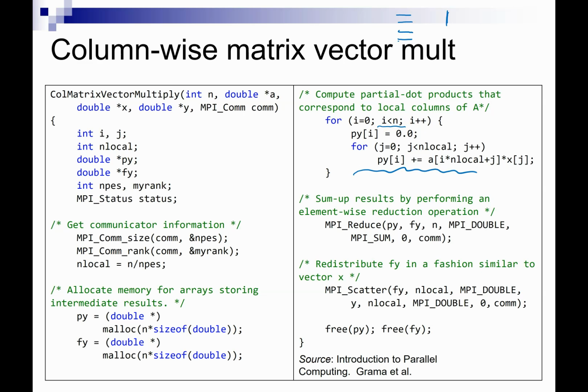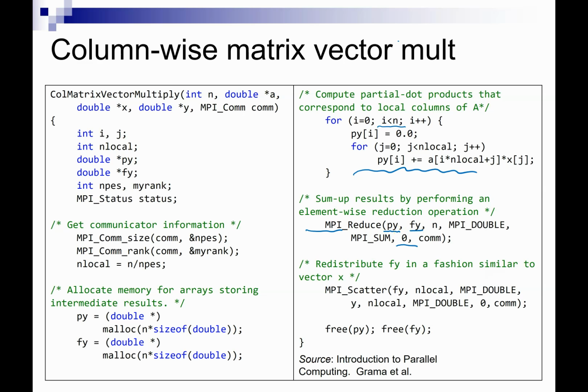The next thing is that we have to take all of these partial dot products and add them together. We said that was the reduce operation. We're going to reduce all of these values onto, let's say, process 0. We can pick any process, so let's pick process 0. The values that we reduce are these partial values, the partial y's. We're going to collect all of these values onto process 0, and it's going to store them in fy.